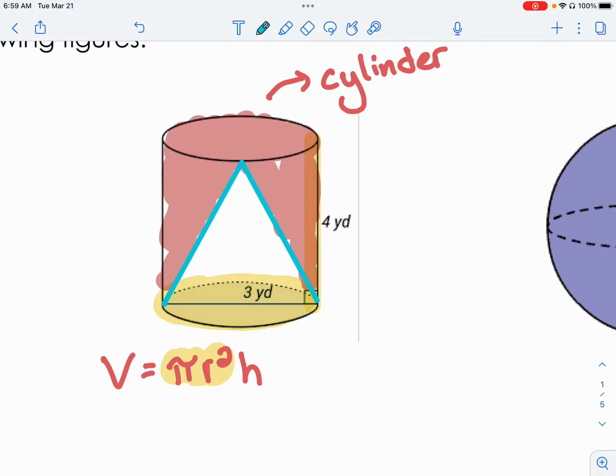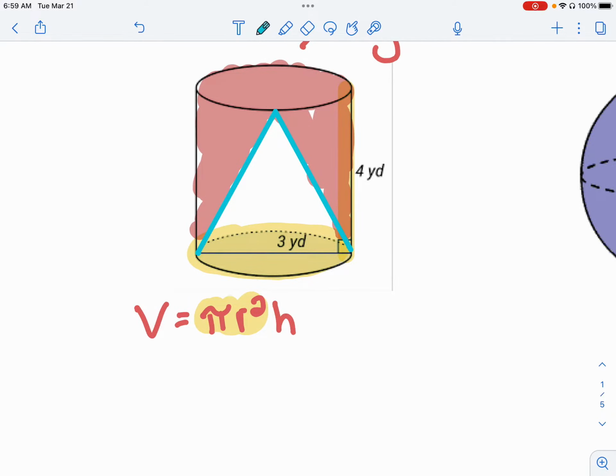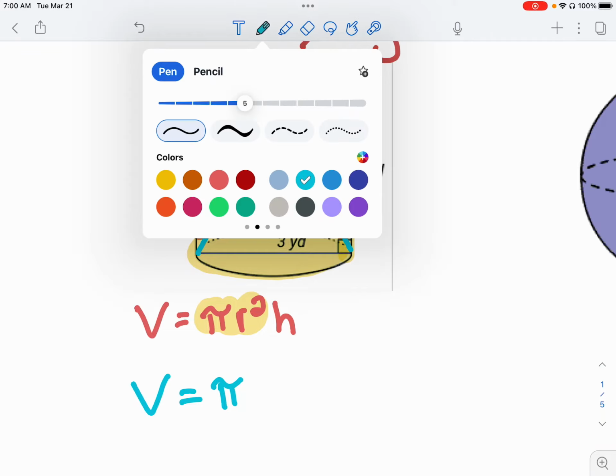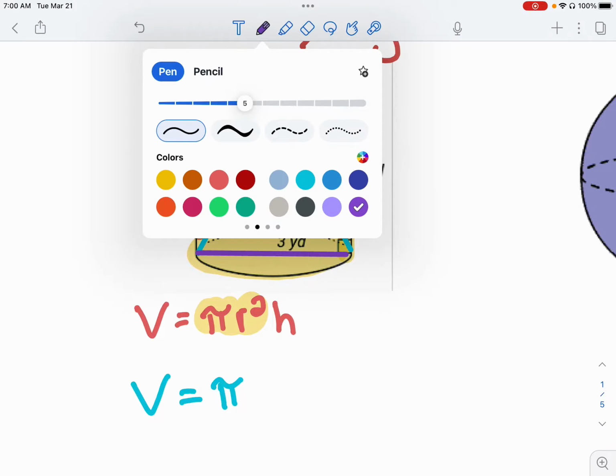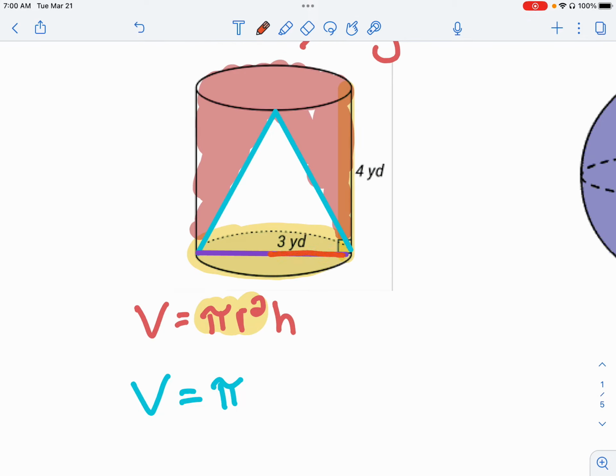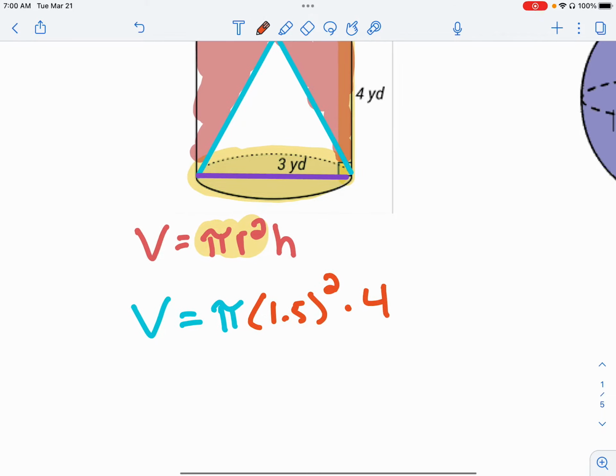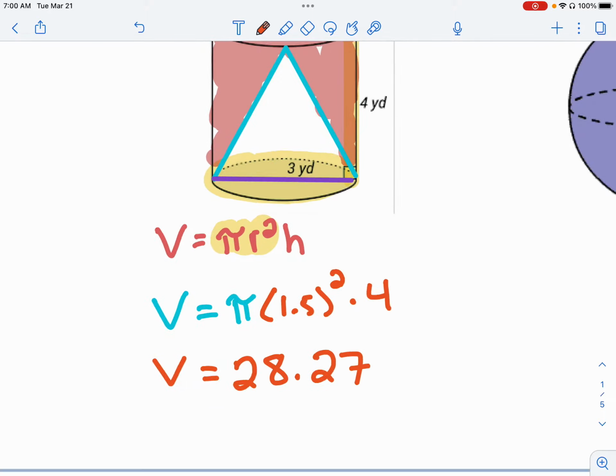Okay, so let's go ahead and plug in our necessary measures. Now this one's a little tricky because we are given the diameter here is 3 yards. So I have to take half of that to find my radius, which would be 1.5 squared times my height is 4. So the volume here equals 28.27.